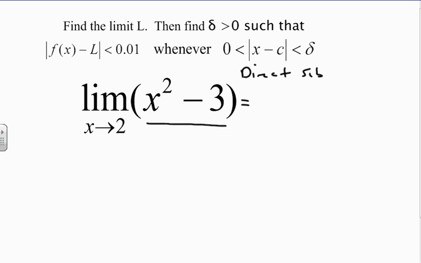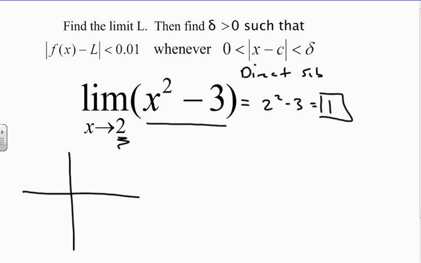So we're going to take the c value that we're given here, and we're going to plug it into our function. So we have 2 squared minus 3, and that's going to equal 1. Okay, so we have a limit of 1. Hopefully you understand that limits are about our function right here. We're going to go down 1, 2, 3, and as we approach 2, we have this value of 1.